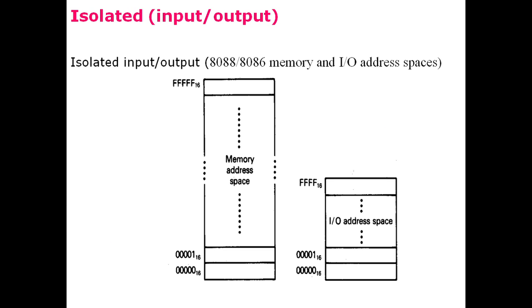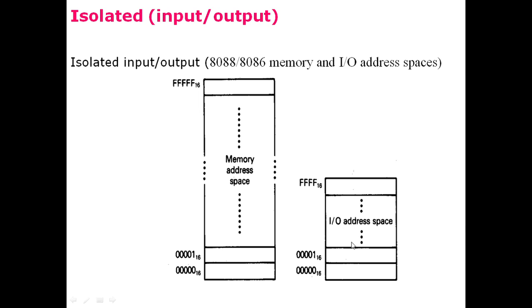And now isolated input and output in 8086 and 8088 microprocessor. Here we have the memory address space. So in case of isolated I/O, this is a total memory, 1 megabyte memory with starting address from 00000 till FFFFF. So all of these memory addresses, which are 1 mega addresses, are used for storing the data in the memory. While for the input and output addresses, there are additional 64 kilo addresses.